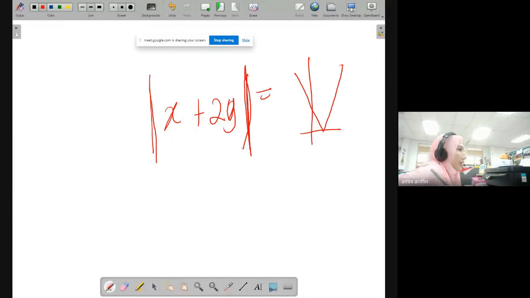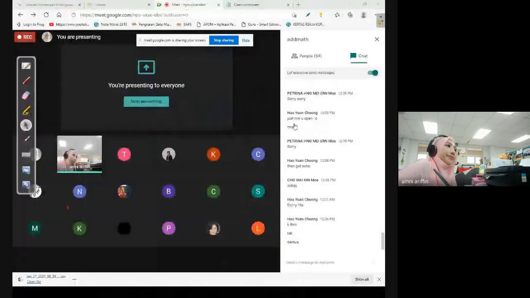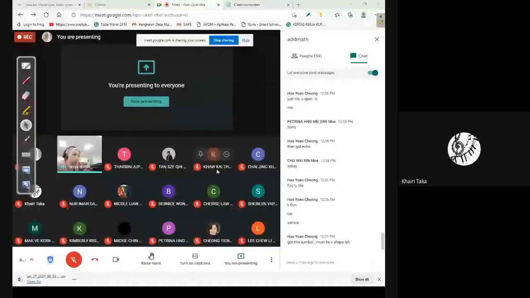Okay, any questions? You can raise your hand there. Yes, that's right, Ho Yuan, this symbol must give a V shape. Okay, for this one.